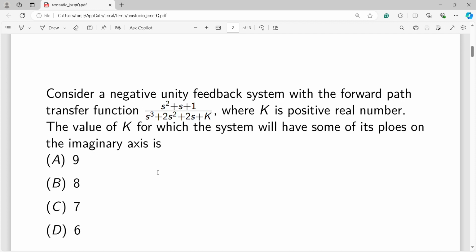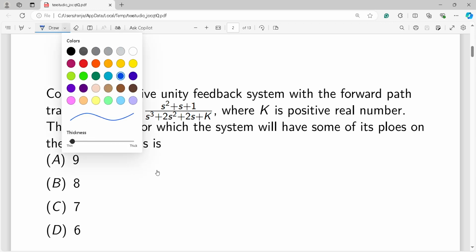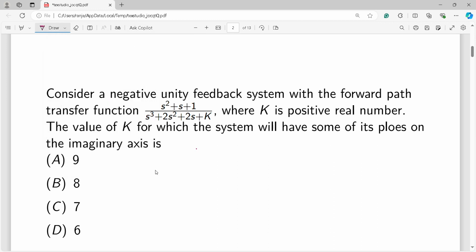Consider a negative unity feedback system with a forward path transfer function (s square plus s plus 1) by (s cube plus 2s square plus 2s plus k). Actually they have given the forward transfer function, generally we consider G(s), where k is a positive real number. It means k greater than 0.